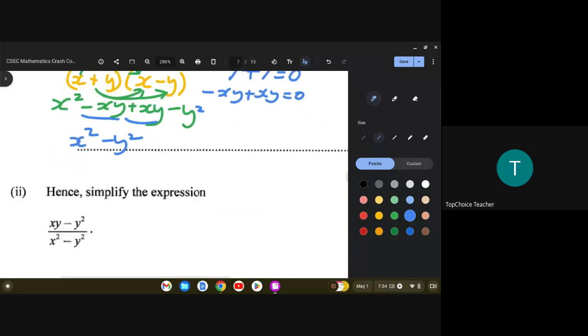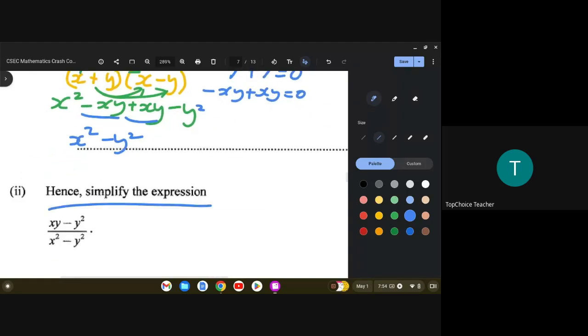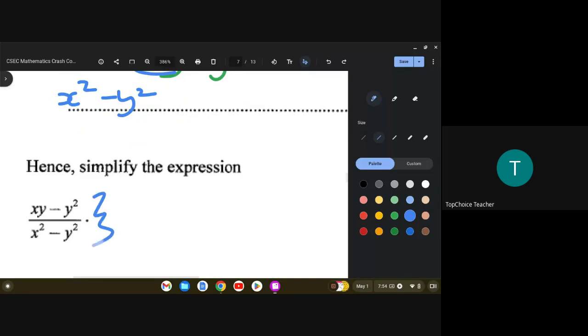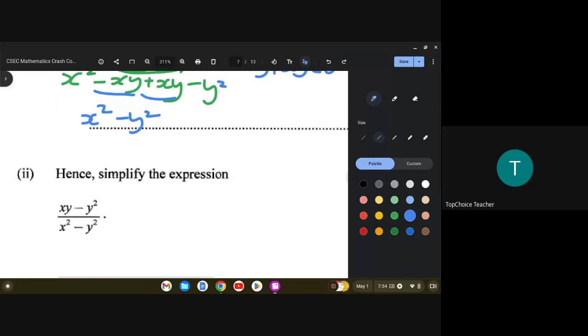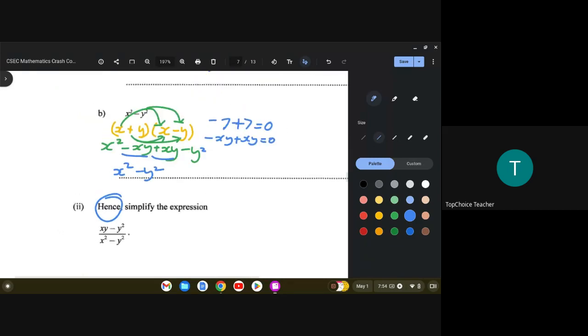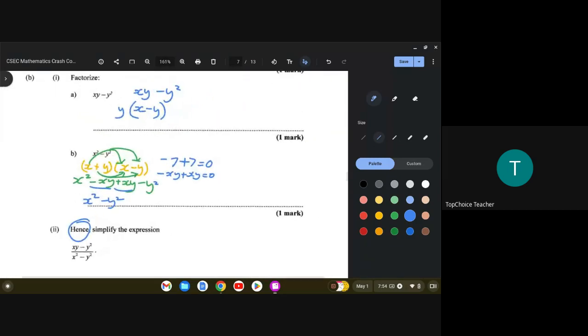Now let's do this part quickly. Simplify this expression. How do we simplify this expression? Hence, simplify this expression. What does that word hence mean? It means they require you to use some of the information we gained earlier. That is what that word means. They are implying that we need to look a little bit above and not forget it.